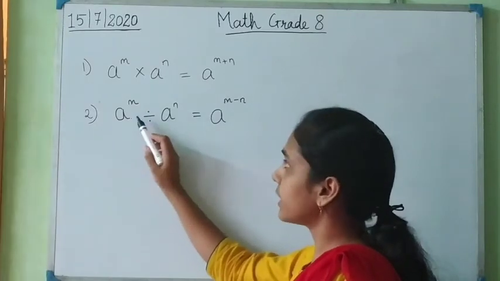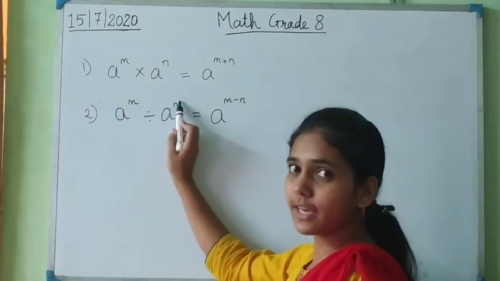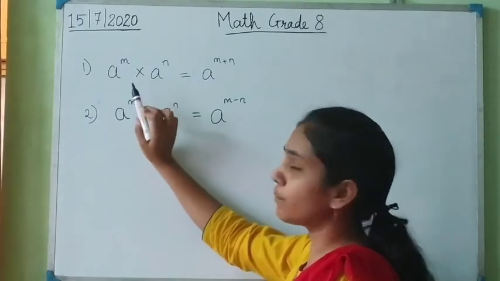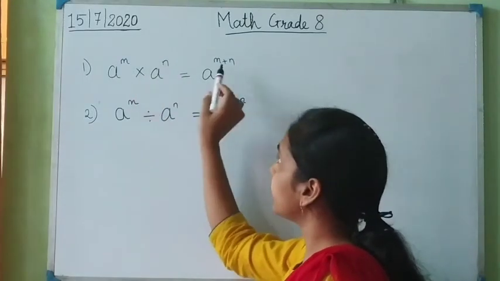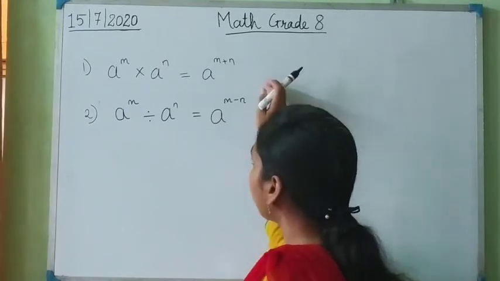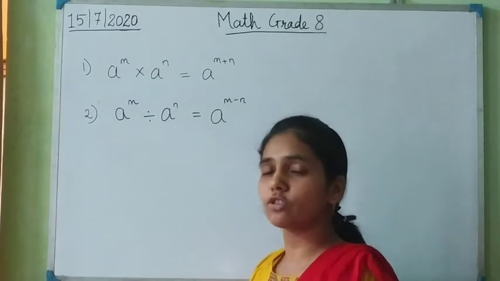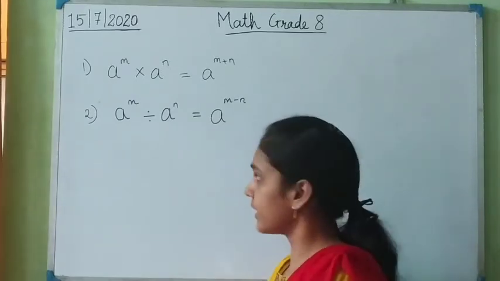That is, if two numbers are divided, then we subtract their powers or indices, right? And if the two numbers are multiplied, then we add their indices, right? So these were the first two laws of indices. Now today we are going to see the third and the fourth law of indices, right?